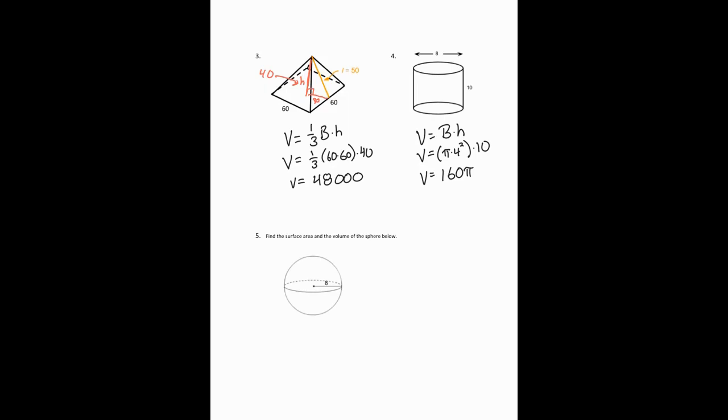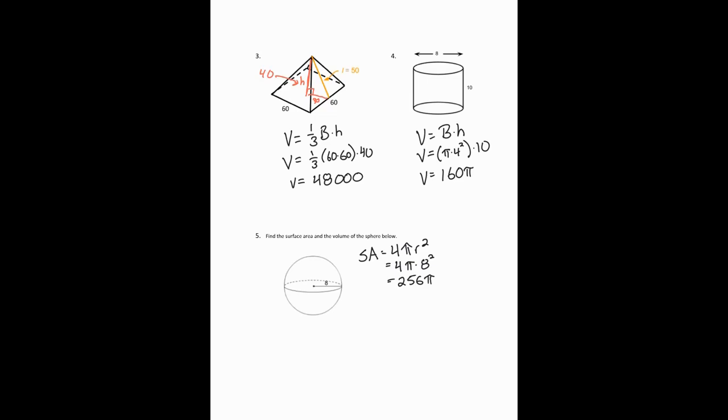For our last example, we have a sphere here, and we're asked to find both the surface area and the volume. So for our surface area, we have our equation 4 pi times the radius squared, and the radius is given to us as 8, so we're going to do 4 times pi times 8 squared, and that's 256 pi for our surface area.